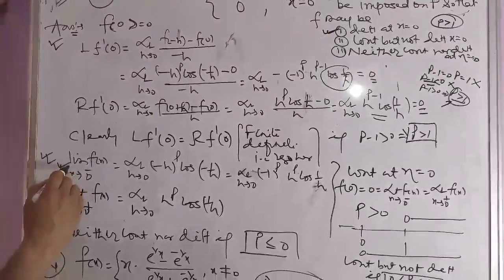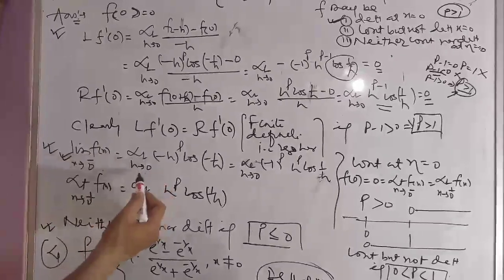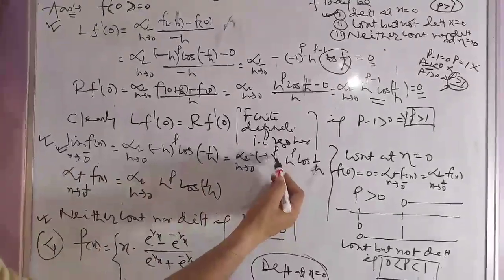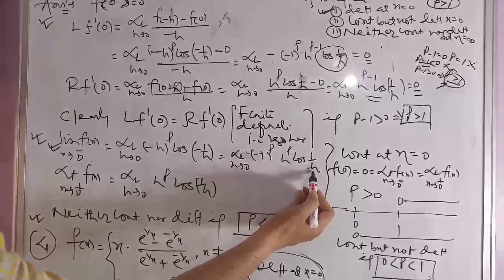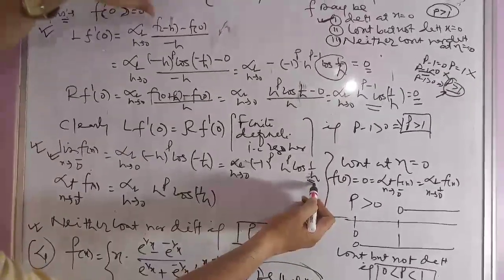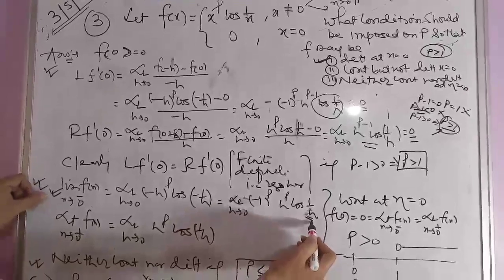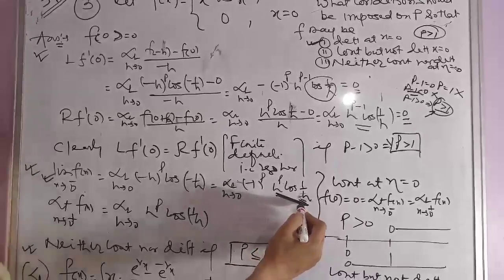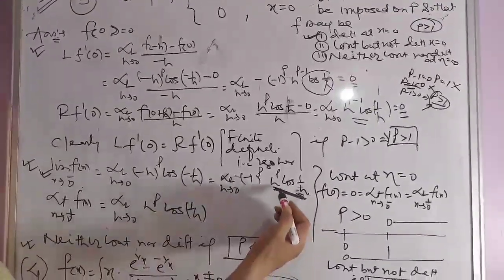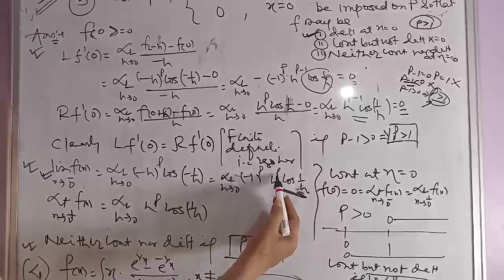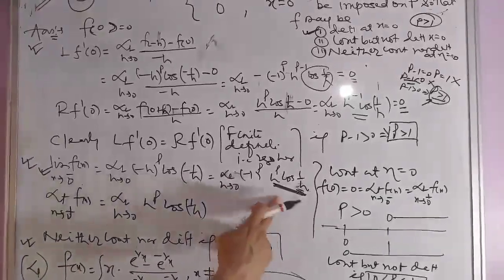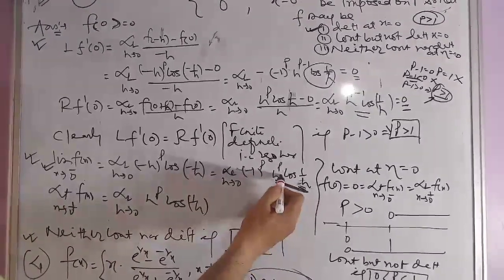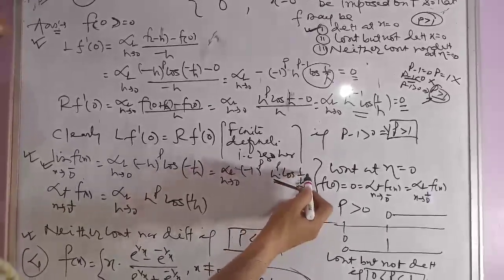Left hand limit at x equal to 0: limit x tends to 0 minus of f(x), which is limit h tends to 0 of (−1)^p h^p cos(1/h). Here the functional value f(0) equals 0. For continuity at x equal to 0, this expression must be equal to 0, which is possible only when p must be greater than 0. With p greater than 0, h^p is in the numerator and after multiplication this equals 0.